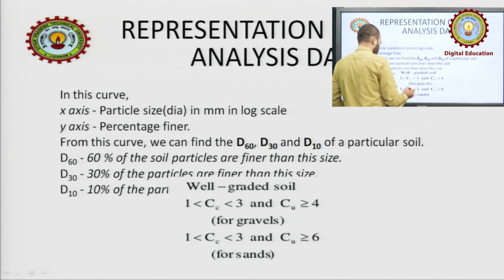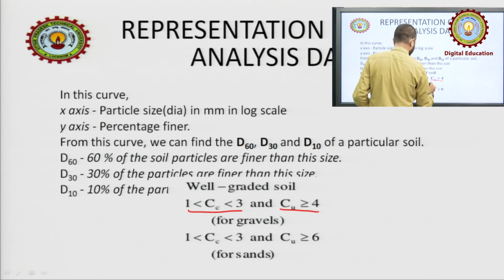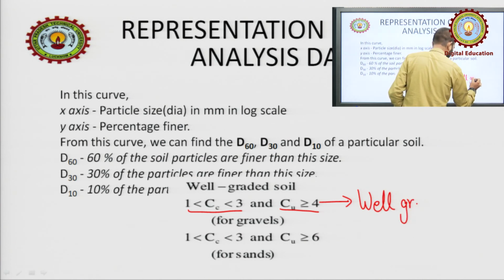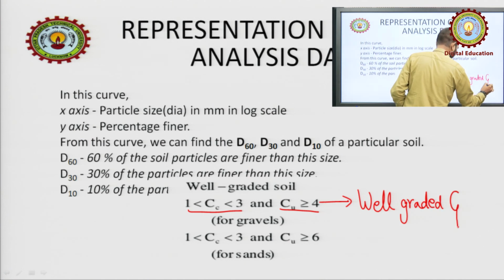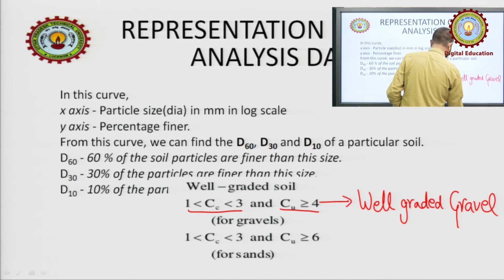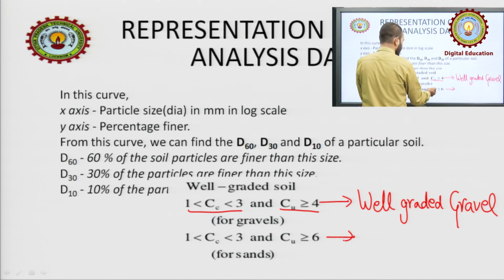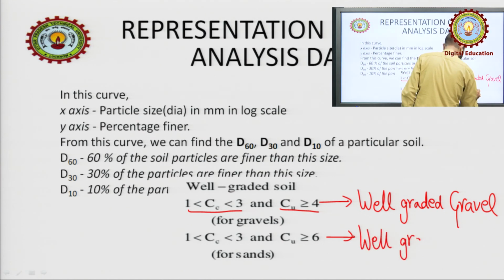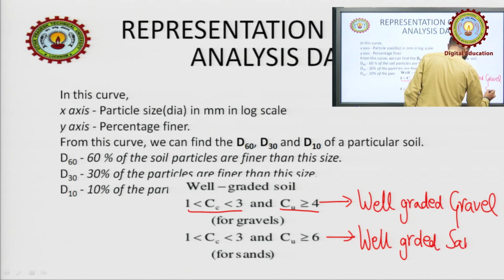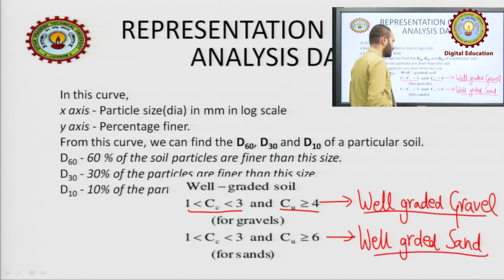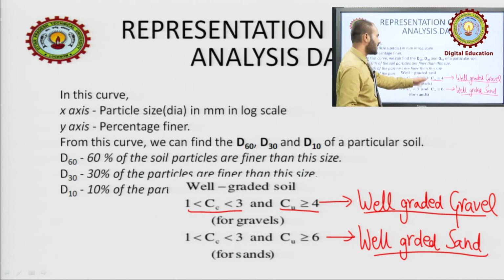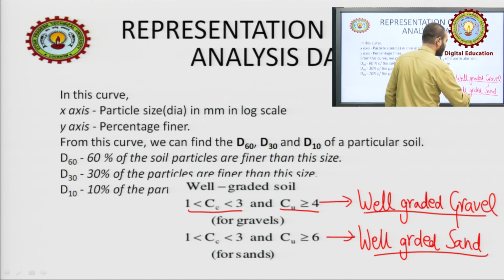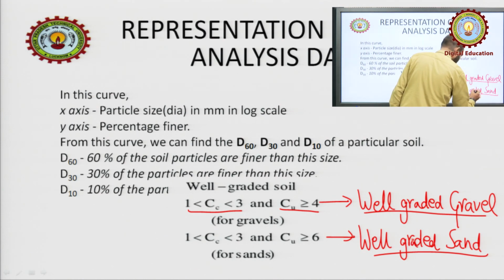So, if we have the two things, suppose this and this, means if Cc is in between 1 and 3 and Cu is greater than 4, then in total what we get? Well graded gravel. Again, if we have this in between 1 and 3 and this is greater than 6, this means well graded sand. I think you have understood. This also comes in handy a number of times to find out what is the soil and how graded or how poorly graded it is.